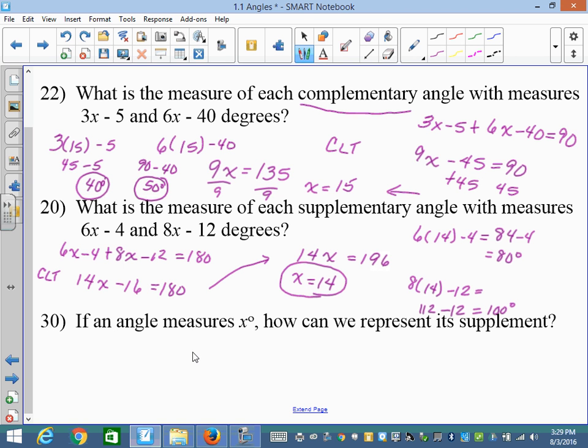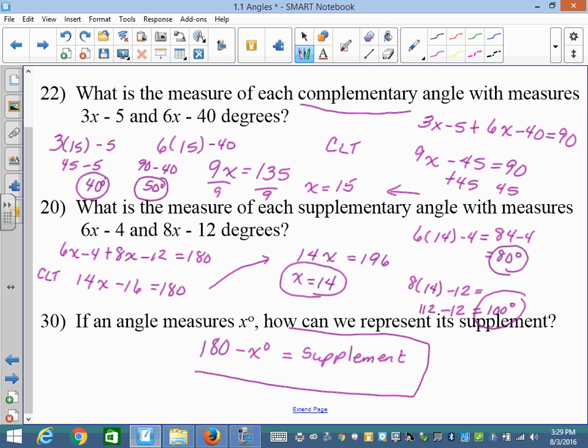So now that you reconvened, we know our supplementary angles add up to 180. If I have one angle at x degrees, I subtract it, and that will give me my supplement. I will try to remember as I go through this, make sure I circle all of the answers.